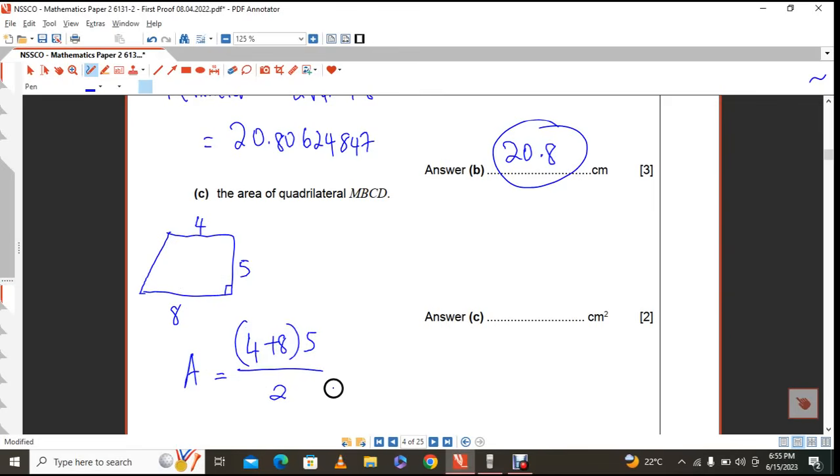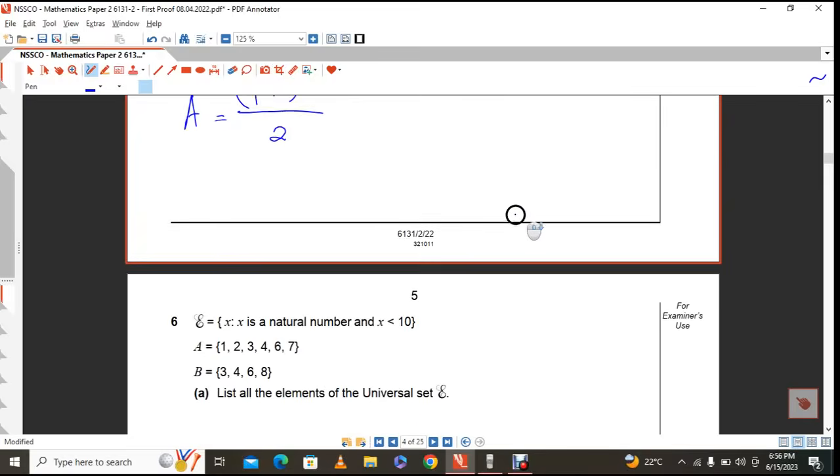That is how you find the area of a trapezium. 4 plus 8 is 12, half of 12 is 6, 6 times 5. So, of course, this answer here is 30 square centimeters.